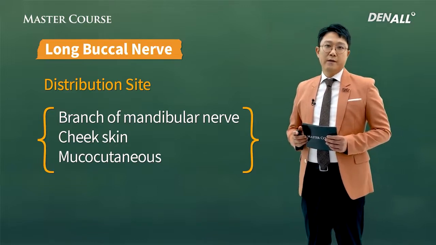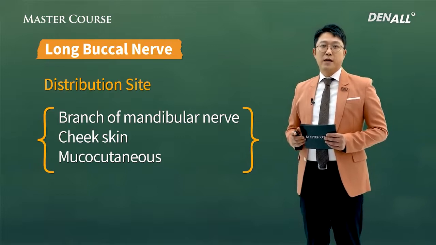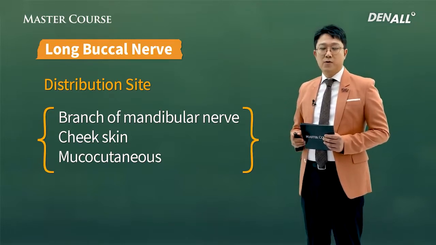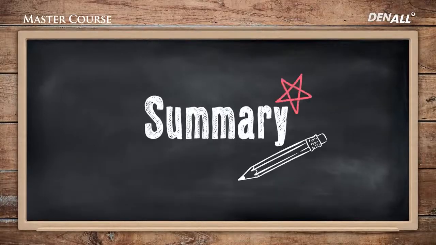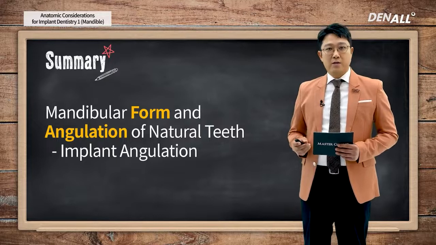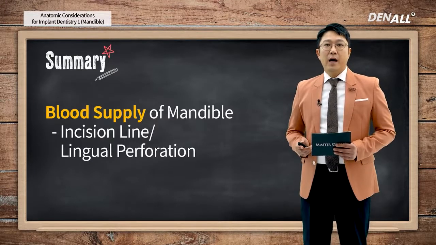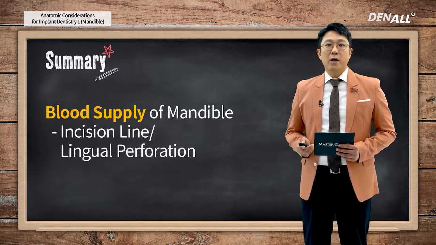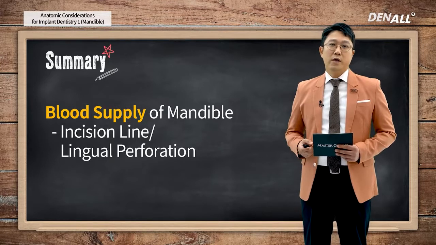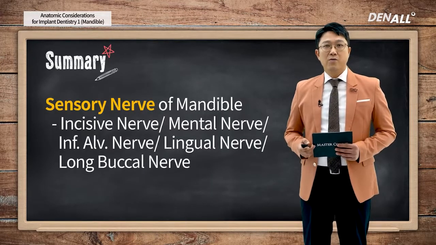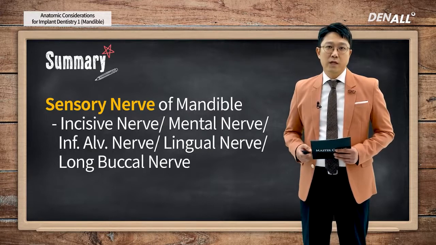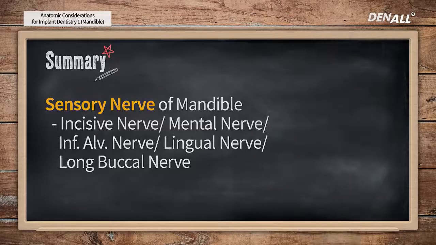Up to now, we have talked about the anatomy of the mandible in relation to implant placement. I talked about three main things. Let me briefly summarize what I have presented. First, mandibular form. Implants should be placed in an angulation similar to natural tooth angulation. Second, the blood supply of the mandible, the characteristics of blood vessels in the mandible. Due to the lingual form of the mandible, a perforation can occur, so we need to be careful not to make a lingual perforation. Third, the sensory nerves of the mandible: incisive nerve, mental nerve, inferior alveolar nerve, and long buccal nerve. We need to be careful about the nerves when we place implants.